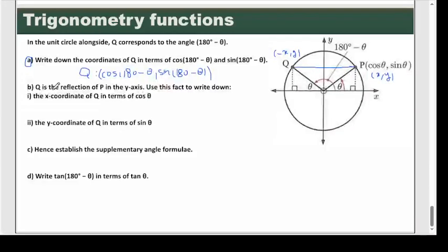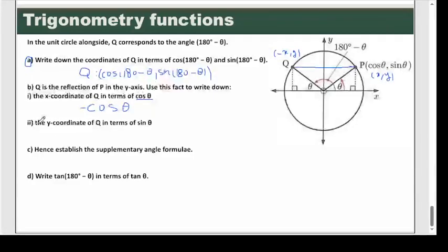Part B says Q is the reflection of P in the y-axis. Use this fact to write down, as I said, for the y-axis only the x will change its sign, the x coordinate of Q in terms of cosine theta. So if my x was cosine theta, if I reflect it across the y-axis, I will have negative cosine theta.